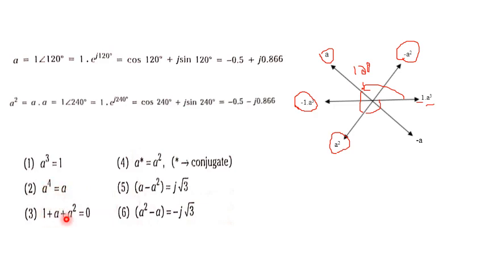So 1 plus A plus A square will become 0. Most of the time this is going to help us solve a lot of complex numericals. A square is the conjugate of A. This is another one I need to consider. Then A minus A square will become j root 3, but A square minus A will become minus j root 3. These are some of the formulas we need to remember to solve complex numericals.